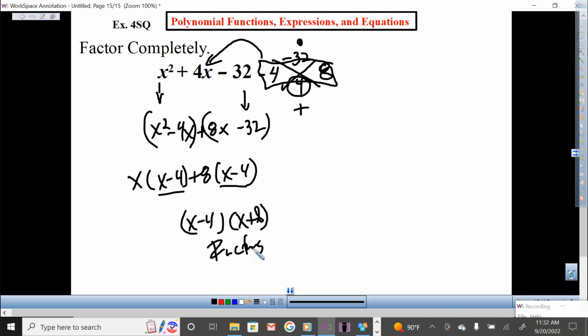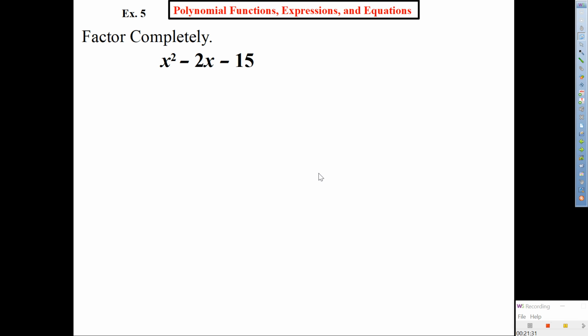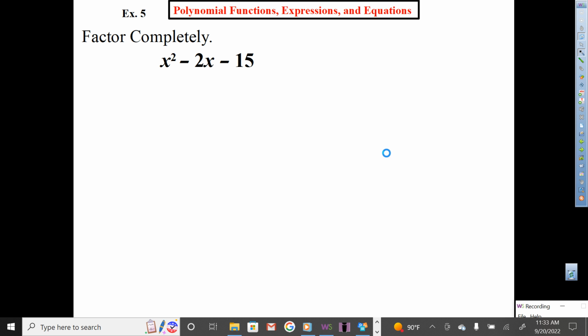All right, so shall we crank it up a little bit more? Yeah? Oh, yeah. Copy this one. Example 5: x squared minus 2x minus 15. You're like, oh, snap, it's all of a sudden filling up with negatives. Oh, yes.